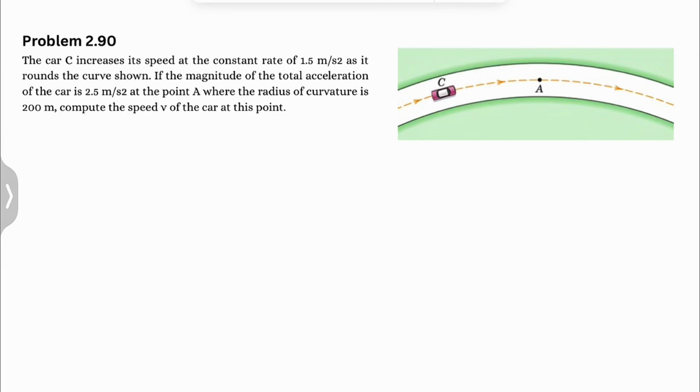Alright guys, we're going to be solving another question from Dynamics by Meriam, and we have the car C that increases its speed at a constant rate of 1.5 meter per second squared as it rounds the curve shown. If the magnitude of the total acceleration of the car is 2.5 meter per second squared at the point A where the radius of the curvature is 200 meters, we need to compute the speed of the car at this point A.